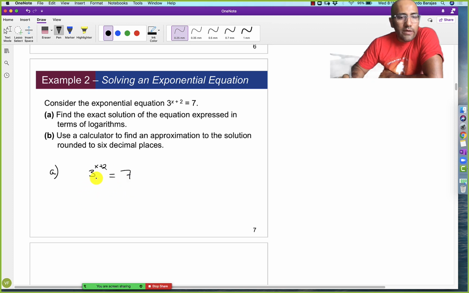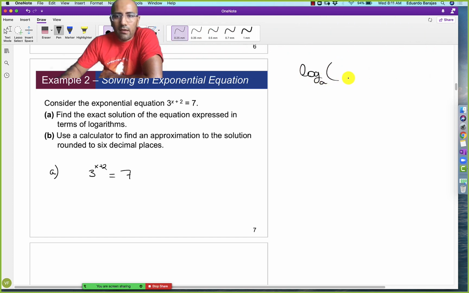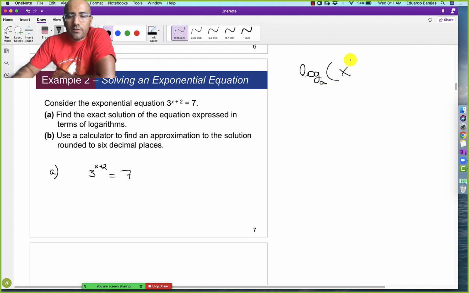Right? The reason we want to do that is because one of the really important properties of logs is this one. If we have log base a of any number x raised to the power of, say, w, like this, one of the important properties of logs is that it lets you bring this exponent that's up here, this guy, it lets you bring it out in front.